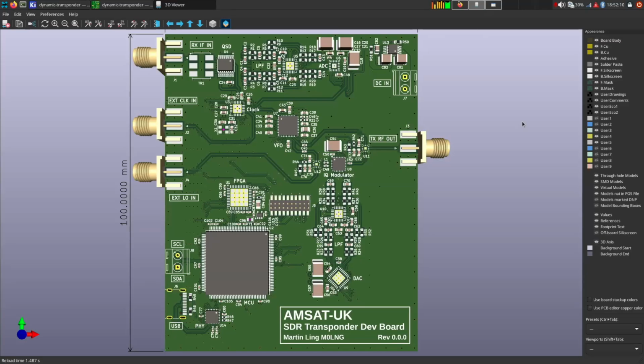You have a quadrature sample detector, and then some baseband filtering and amplification into an ADC. And for the uplink side, we've got a VFO for the 2 meter band, feeding an IQ modulator that's fed by a DAC. And this dev board has been designed to have a very high-end baseband system.